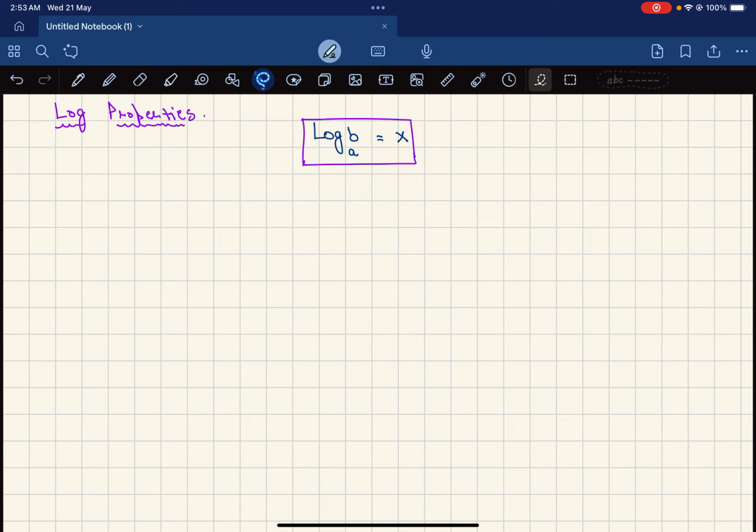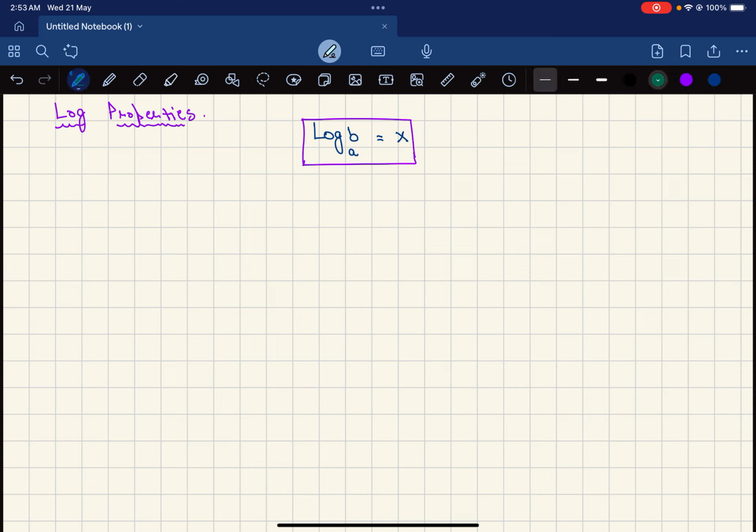So before moving on to more properties of exponential distribution, which we looked at in our previous session, we wanted to discuss some of the major properties of logs. So what are logs? We first need to understand what exactly log represents.